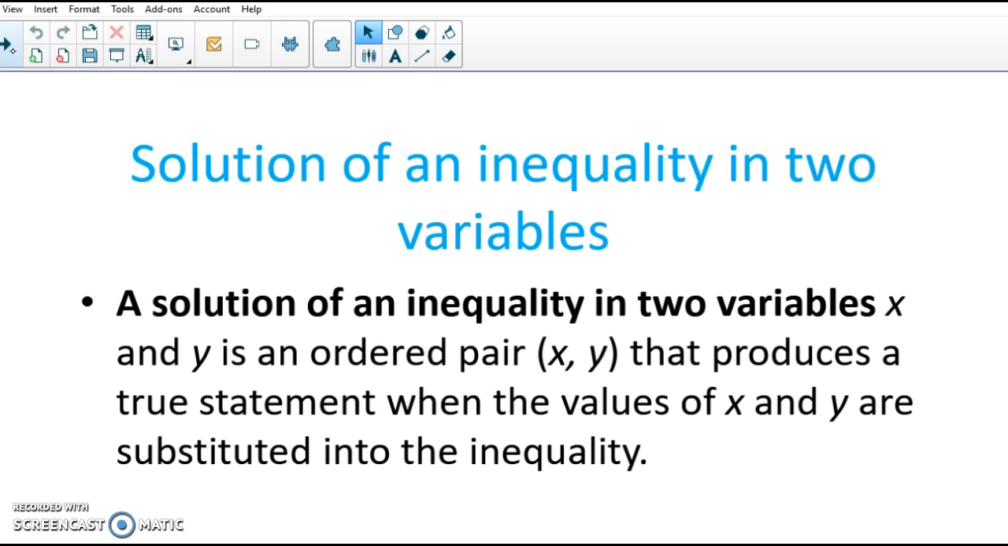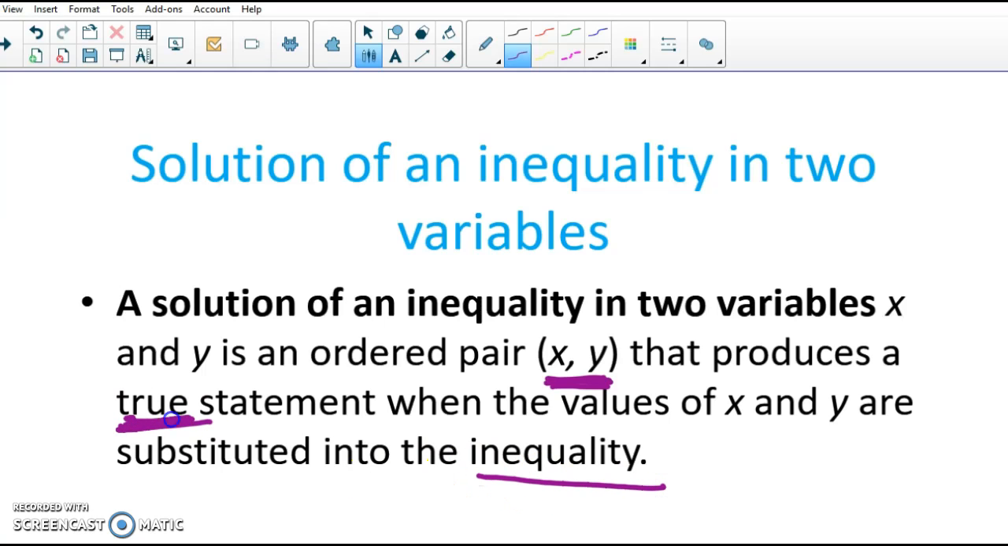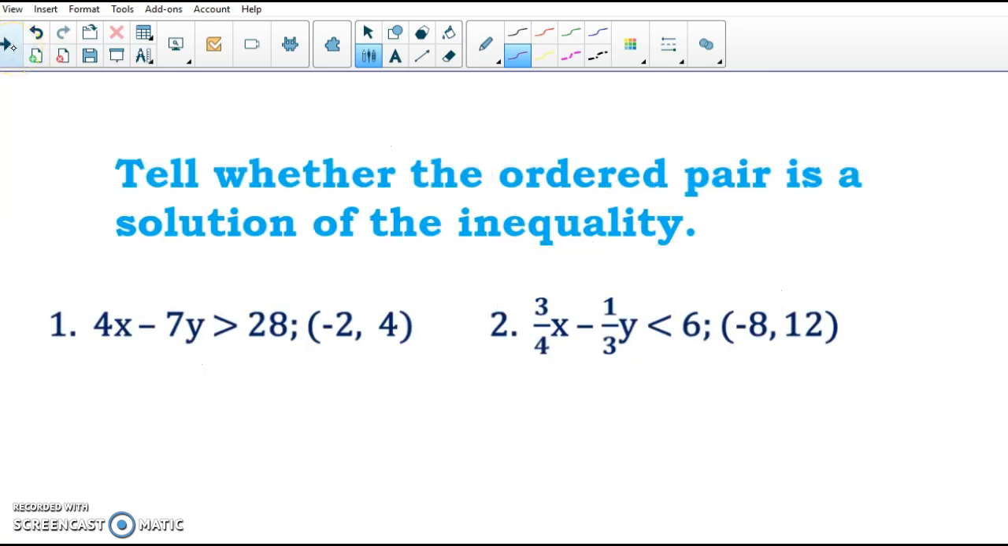And the first thing to know is that a solution of an inequality in two variables looks differently than the inequalities we've been looking at, because those have only had one variable so far. So anytime we have two variables, our solution is always going to look like an ordered pair. So we are going to have an XY pair that produces a true statement when the values of x and y are substituted into the inequality. So remember, we are looking for a true statement, and I'm substituting in the whole pair. So here's what that looks like on your first couple problems.